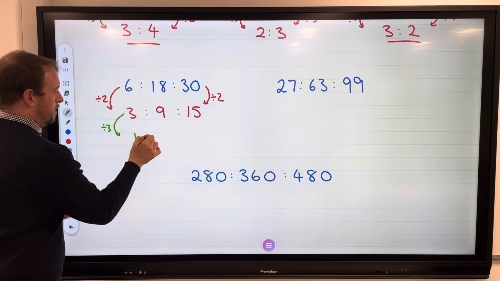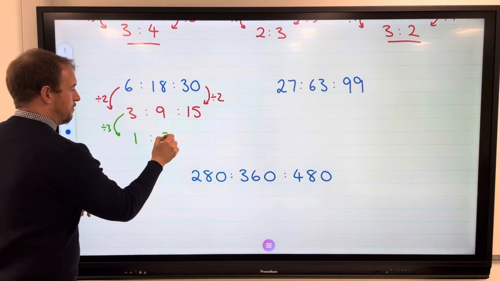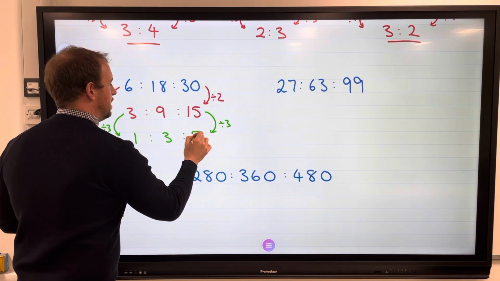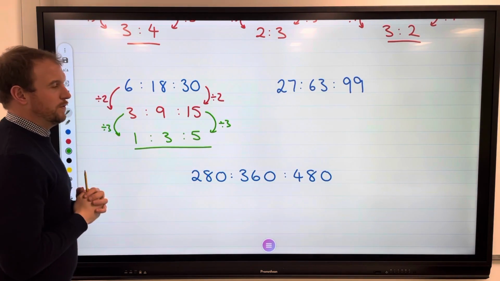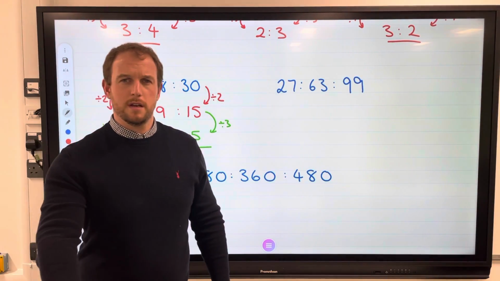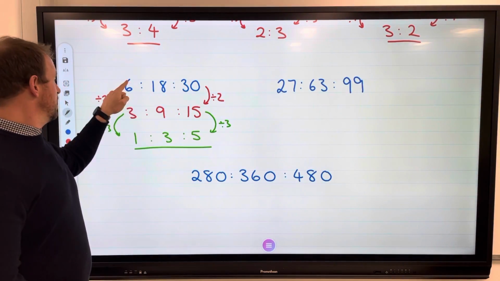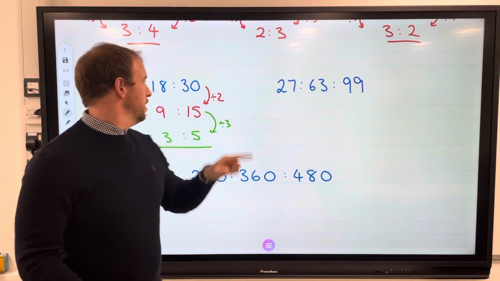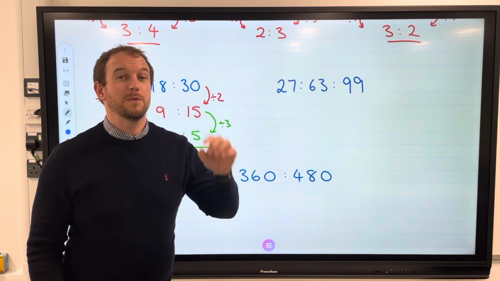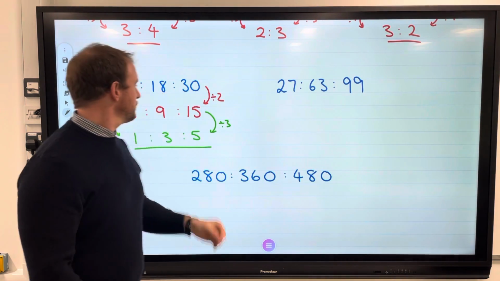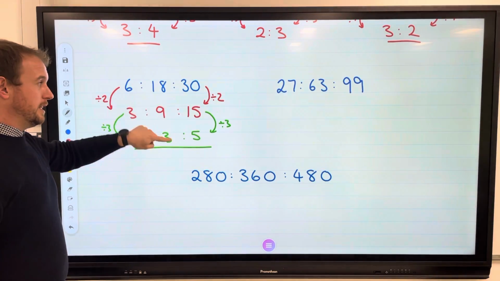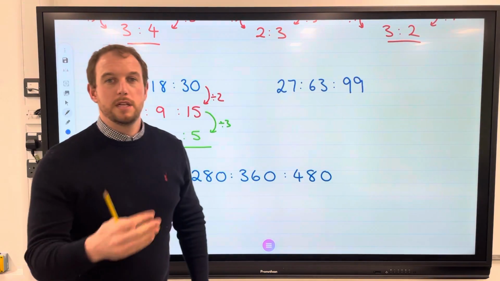3 divided by 3 is 1. 9 divided by 3 is 3. 15 divided by 3 is 5. Now that is simplest form. Does it matter it's taken me 2 steps? No, it doesn't. Could you have divided the original numbers by 6 to go 1 step down here? Of course you could, and that's what I expect you to do. However, if you realised they're all even and did these 2 steps, you still get the full marks.